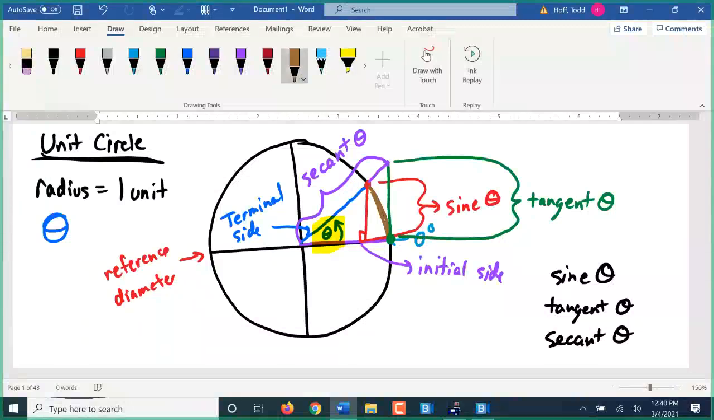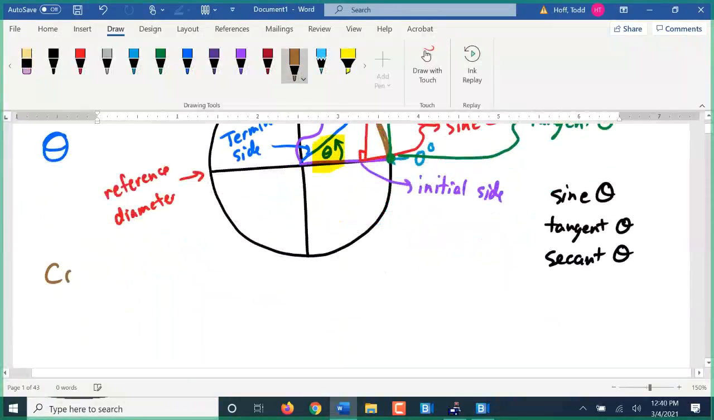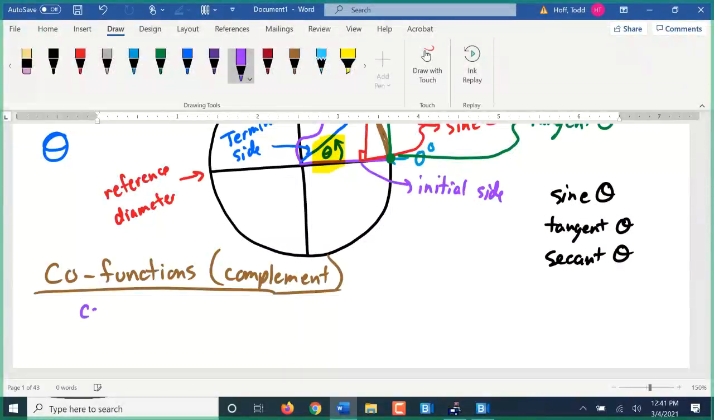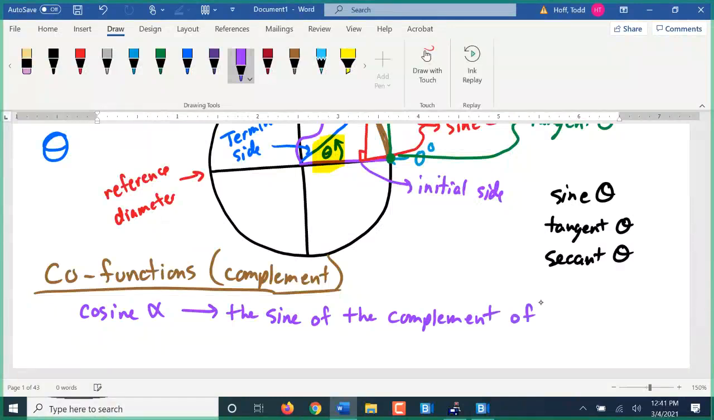So let's mention the co-functions. The co in co-functions actually means complement or complementary. So the cosine of an angle, let's just call it angle alpha, literally means the sine of the complement of alpha, of that angle.